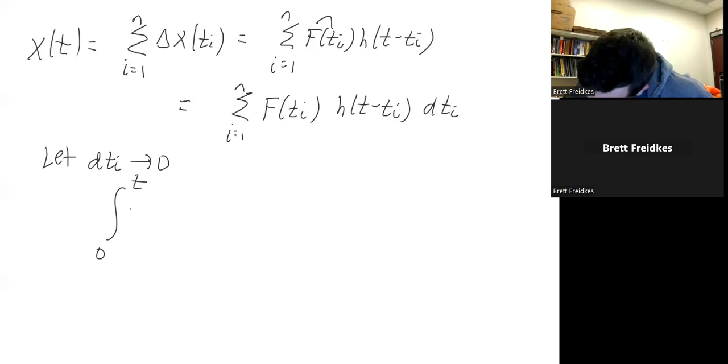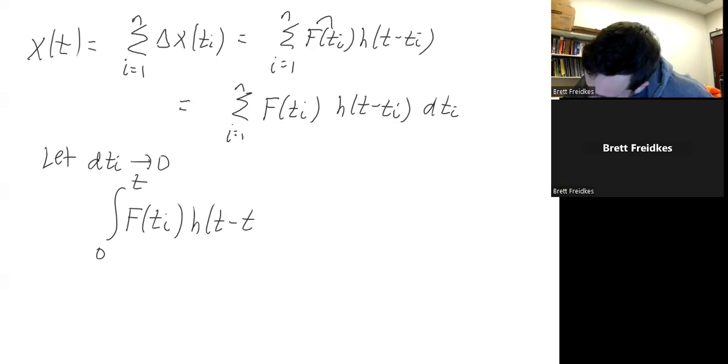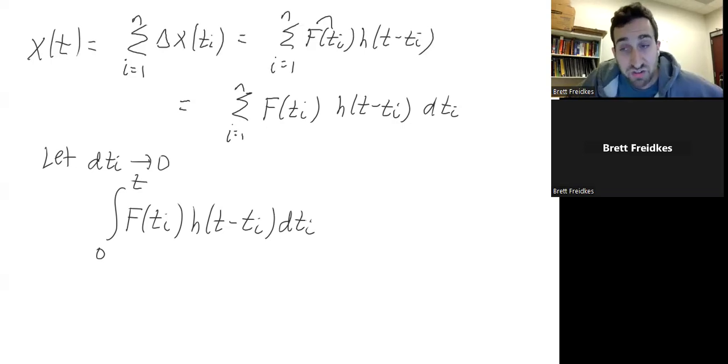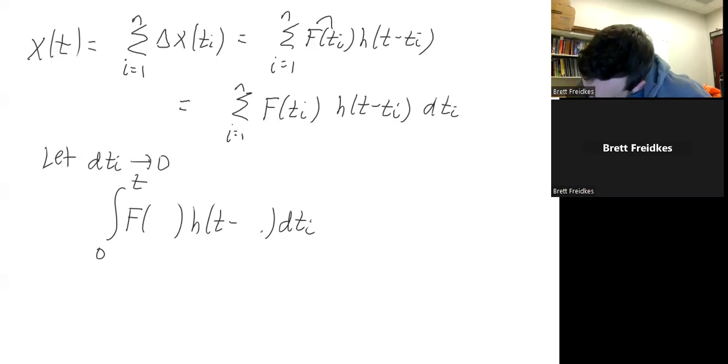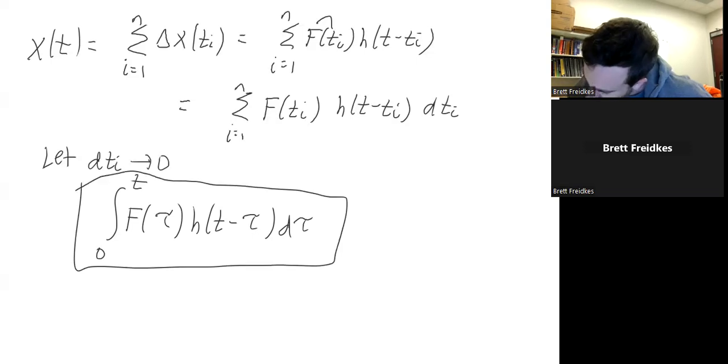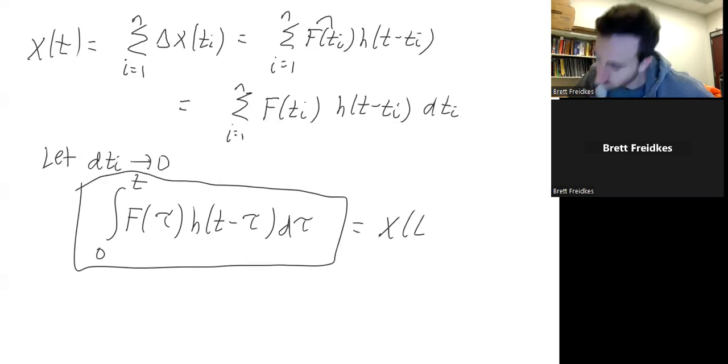So this is going to end up being f of ti, h of t minus ti, dti. But because we're not doing a summation anymore, we don't need to include the subscript i. That doesn't really make sense if we're not in a summation. Instead, what we'll do is we will rewrite this as a shifted variable tau. This is our convolution integral that is equal to our response.